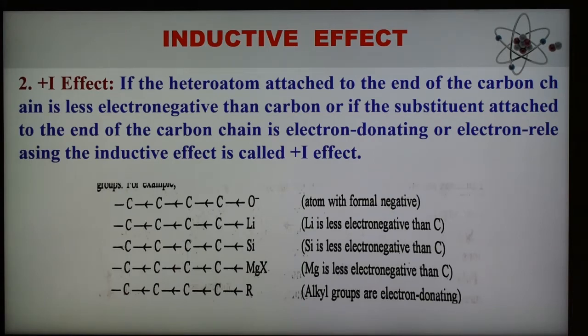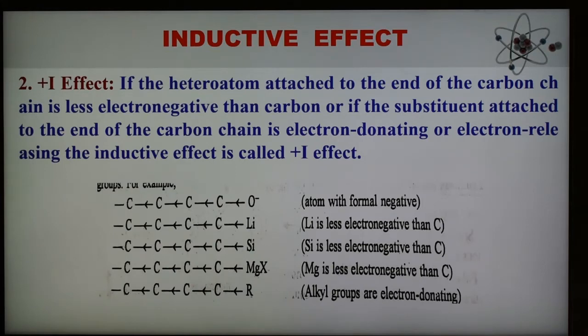And as we know, the most important example of a group having electron donating inductive effect, that is plus I effect, is the alkyl group. The magnitude of plus I effect depends upon the nature of the alkyl group. The more highly substituted the alkyl group, the greater is the ability to donate electrons, and hence the stronger is the plus I effect.